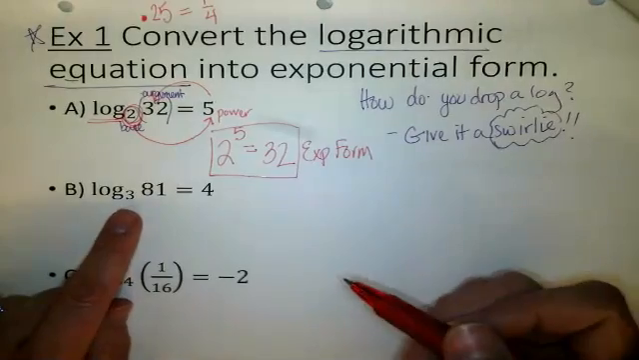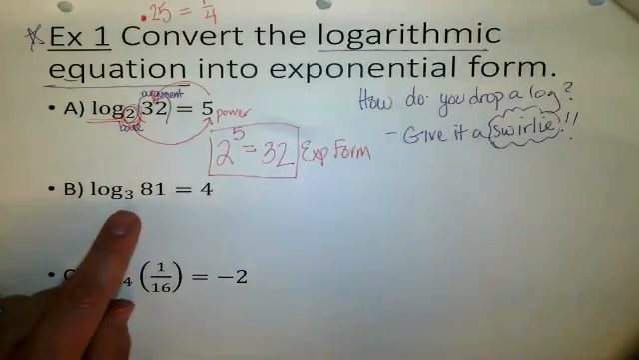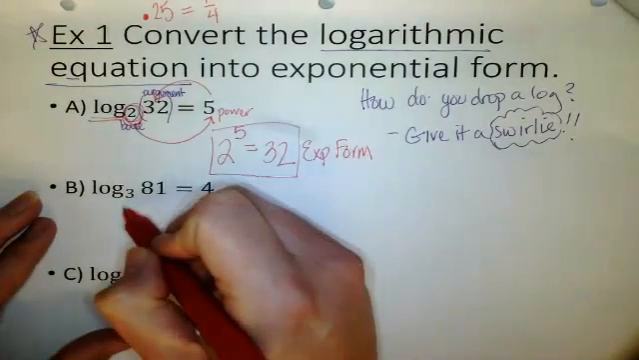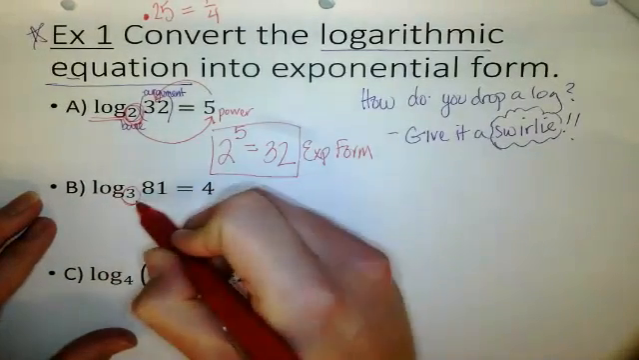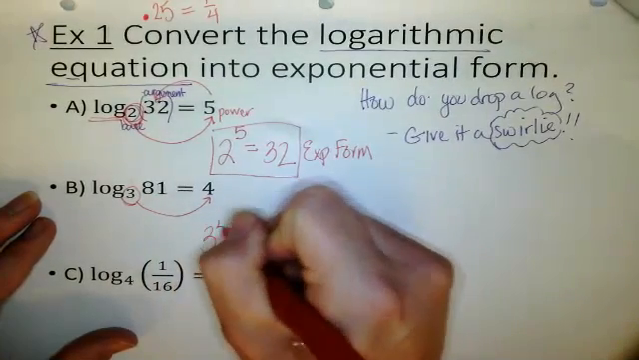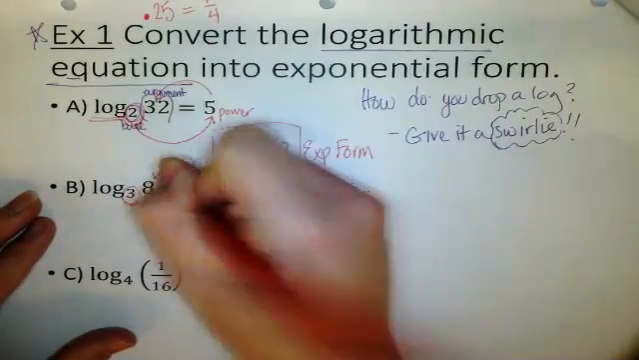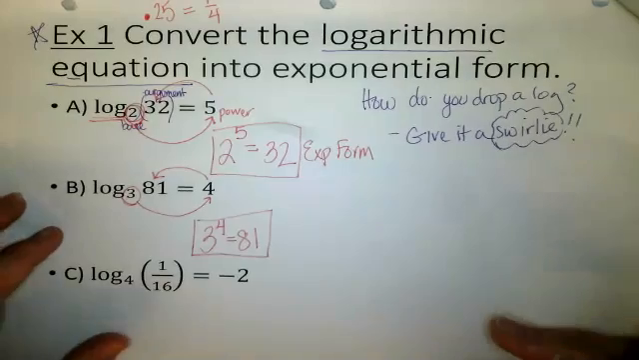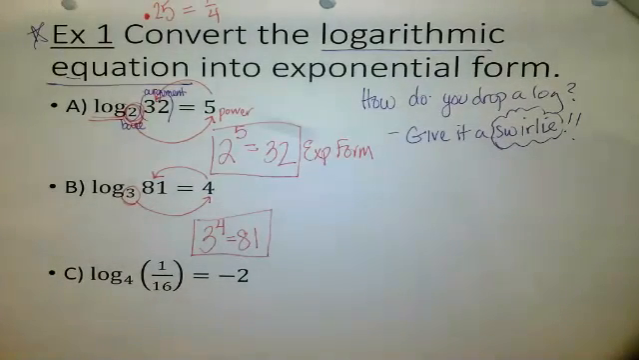Letter B. Log base 3 of 81 equals 4. How do you drop a log? Give it a swirly. That means you're going to start in the base, circle around the equal sign, and pick up your power. So 3 to the 4th equals the argument, equals 81. This is exponential form. These are equivalent forms. They mean the same thing. They look entirely different.